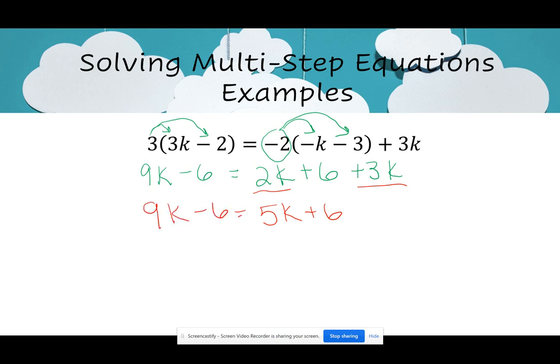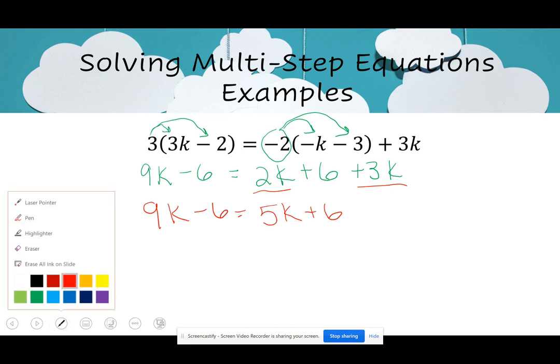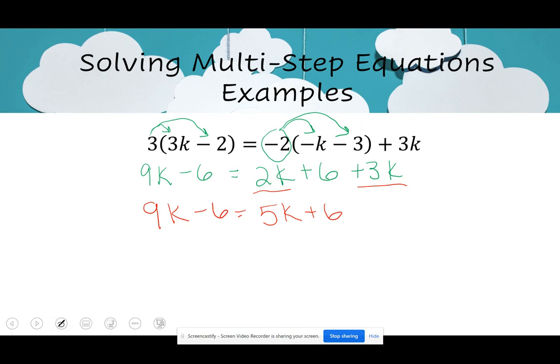Now we want to get all variables to one side and all constants to the other. In most cases, I personally like to get all my variables to the left side. You don't have to do that, but I'm going to now. So to get this whole 5k to the left side, I need to subtract 5k from both sides. Now that's gone, and I'm left with 4k minus 6 equals 6.